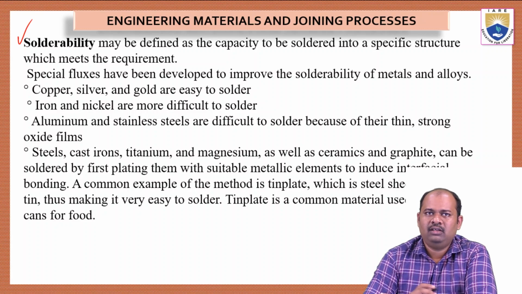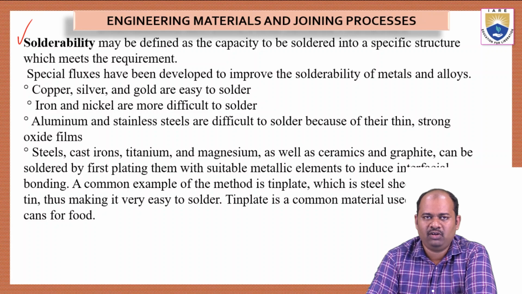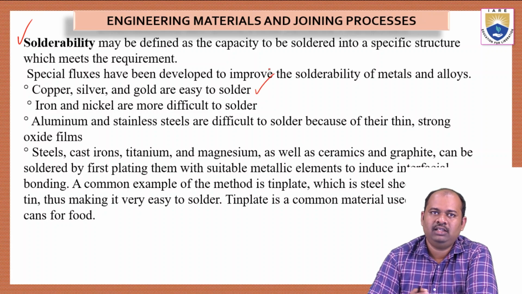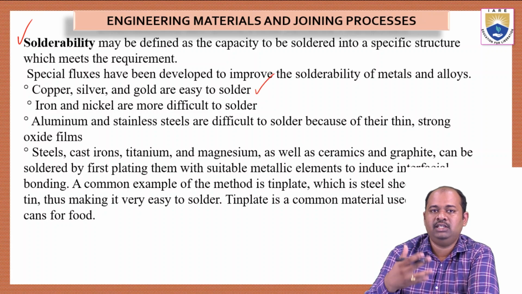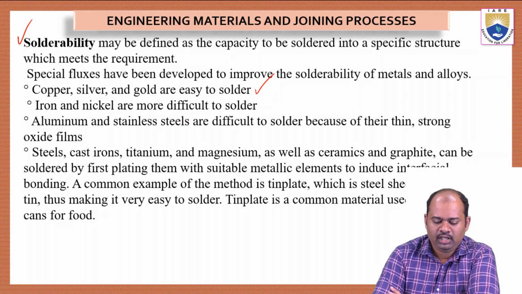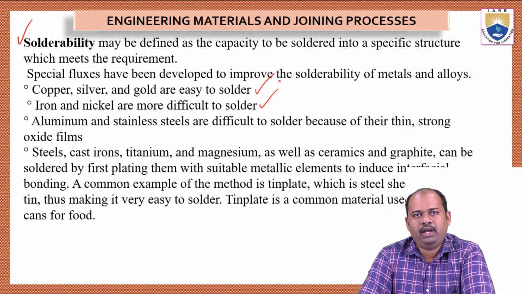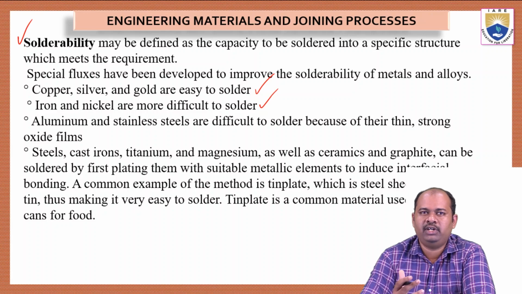Now, special fluxes have been developed to improve the solderability of metals and alloys. Metals like copper, silver, and gold are easy to solder. So these are the metals which can be easily soldered. And then we have iron and nickel, which are more difficult to solder. So when we compare, copper, silver, and gold have more solderability than iron, nickel, etc.